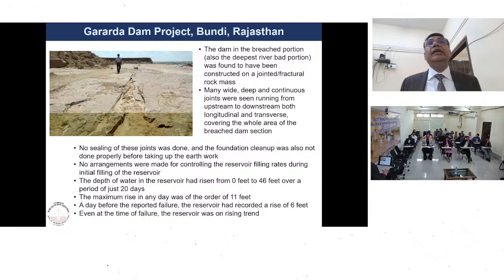Here the failure of the dam was also because of the overconfidence of the people there. It was felt that the river on which the dam is being constructed has very little water availability. But during that particular year, there was a lot of rainfall, which led to a rise in the water level in the reservoir. Before the reported failure, the reservoir had recorded a rise of 6 feet, and at the time of the failure also the reservoir was on a rising trend.